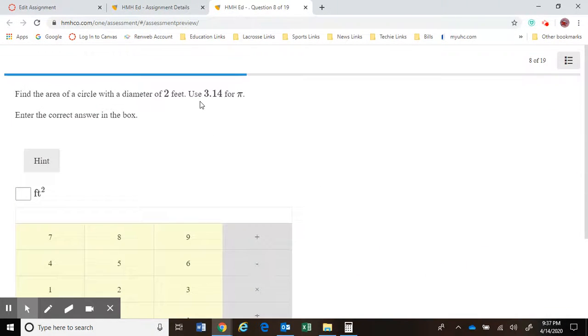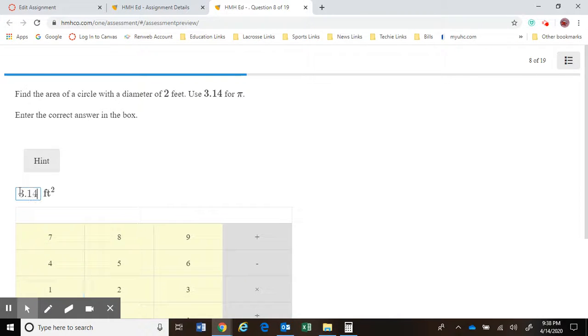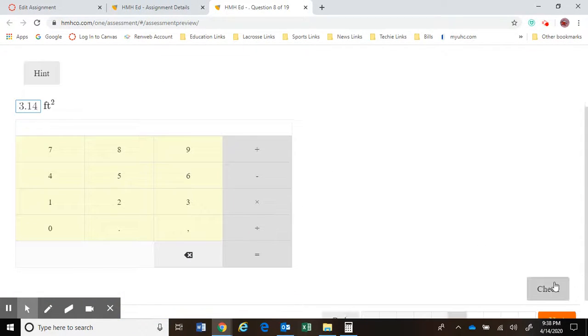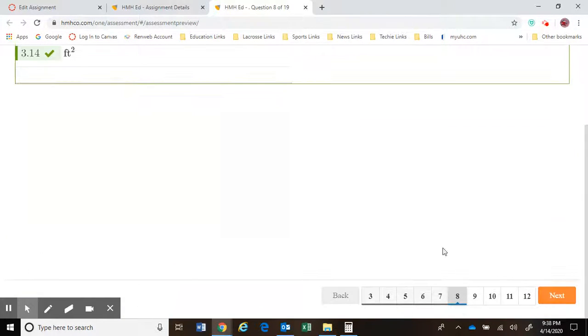Okay, next. Diameter is 2. What do I do when I have diameter? That's right, divide by 2. So 2 divided by 2. Hopefully you don't need to do that on the calculator. 2 divided by 2 is 1. So 1 times 3.14. Hopefully you didn't touch the calculator. 1 times 3.14 is 3.14. All right, good. Moving on to the next one.